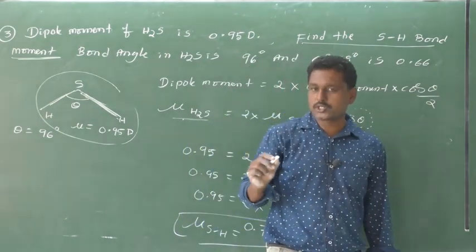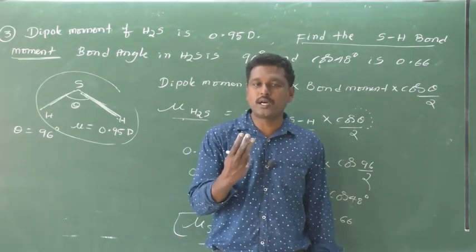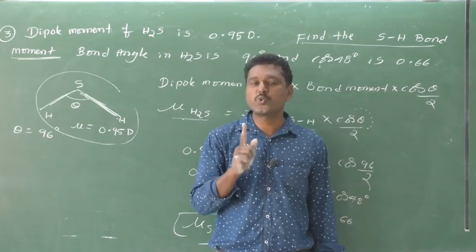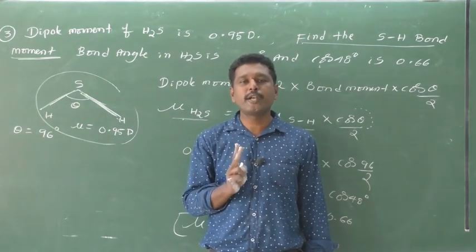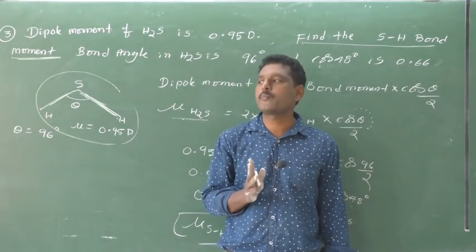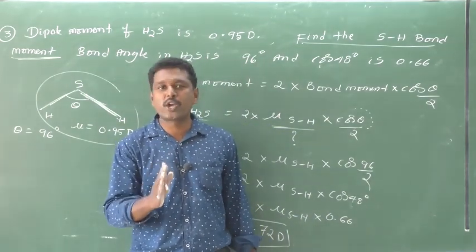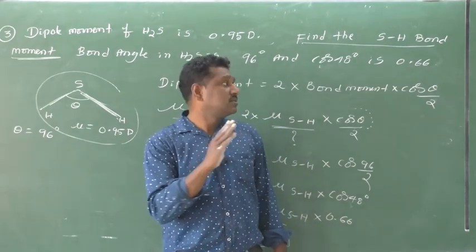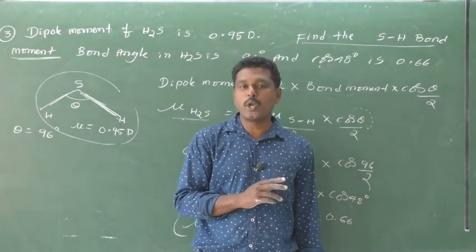So this is about the numericals. Here we are using three formulas. First formula: dipole moment equals charge into distance. Second formula: dipole moment equals 2 into bond moment into cos theta by 2. Third formula: percentage ionic character equals mu observed by mu calculated into 100. So these are the numericals based on dipole moment.